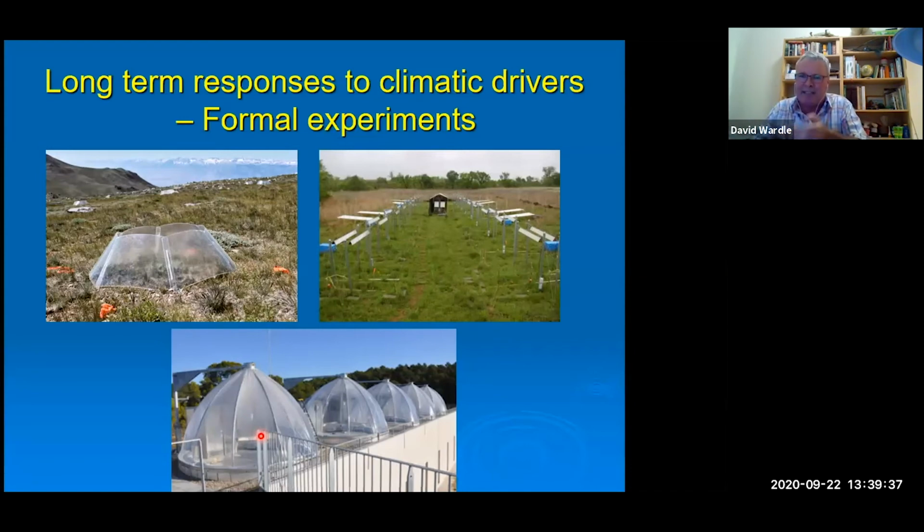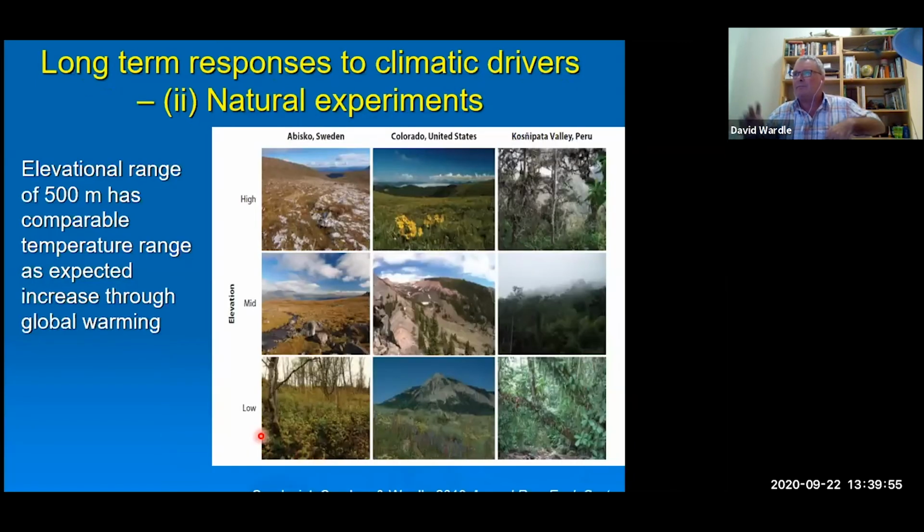Now, these have informed us enormously about how warming affects physiological processes and short-term processes and mechanisms involved. But where they have a limitation is they're short-term. They represent a step change in temperature, whereas climate warming occurs generally over decadal time frames. So an alternative approach is natural environmental gradients of temperature, such as elevation. And it's relevant in this context that an elevational range of around 500 meters is comparable to the sort of change we would expect through climate warming through the remainder of the century.